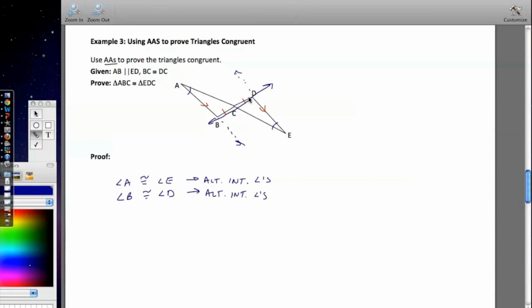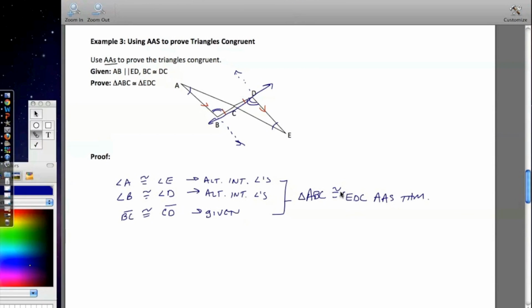Well, now look what I have. If I have this angle here congruent to this angle here, I have two angles and a non-included side. So I can say that BC is congruent to CD, because that's given information that was in the diagram already. And so together these three pieces of information show me that triangle ABC is congruent to triangle EDC by the angle, angle, side theorem.